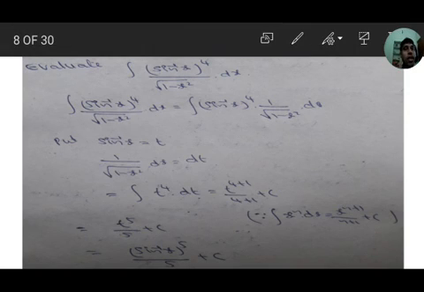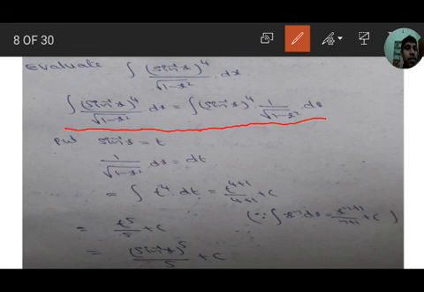Next, evaluate. Second problem, evaluate integration sin inverse x whole to the power of 4 by square root of 1 minus x square dx. Here, integration sin inverse x whole to the power of 4 by square root of 1 minus x square dx equal to integration sin inverse x whole to the power of 4 into 1 by square root of 1 minus x square dx. Here, function equal to sin inverse x, its derivative is 1 by square root of 1 minus x square, that is sin inverse x equal to t.